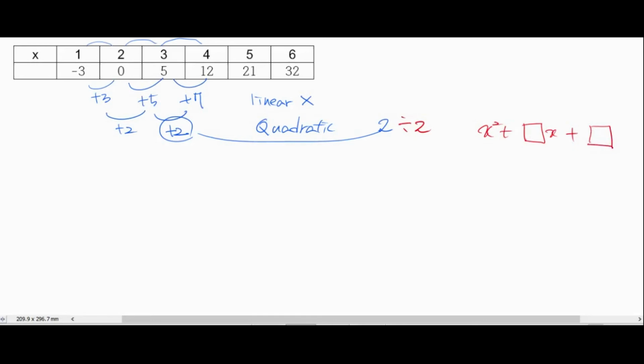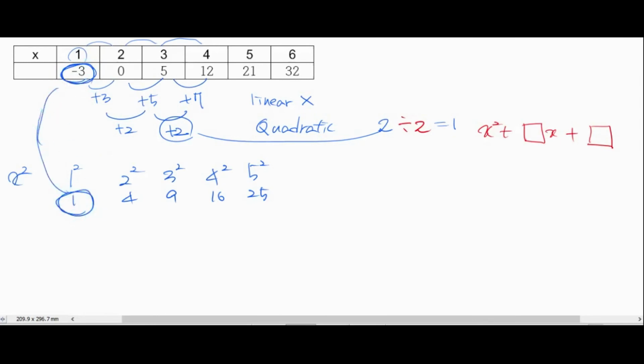So right here was an x squared. And we'll bring this x squared right here. And then we'll put 1 in here, which is 1 squared, 2 squared, 3 squared, 4 squared, 5 squared, like this. And this will be 1, 4, 9, 16, and 25. And then, like this is -3 right here. So we'll subtract that number from there. So it will be -3 minus 1, and there will be -4, like that.